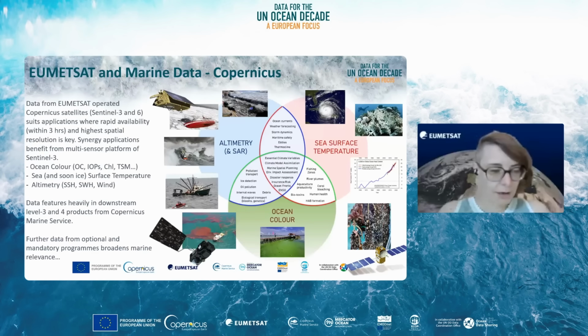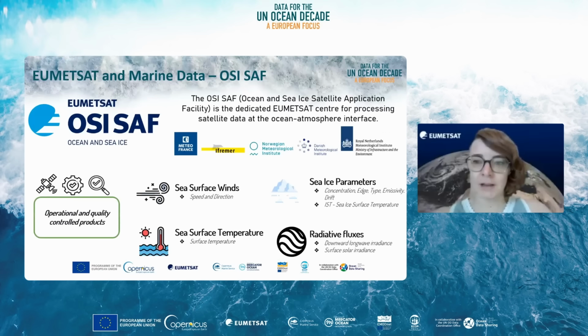But beyond the Copernicus satellites, we also have data from our mandatory missions that relate to our weather and climate monitoring work. Of course, a key thing that impacts the weather are the oceans, hence it's very obvious that EUMETSAT should have something to do with the oceans. A lot of this data is processed into downstream products from our ocean and sea ice satellite application facility, the OCSAF, and they produce data products on sea surface winds, sea ice parameters, sea surface temperature, and radiative fluxes. Some of these products were also redistributed by the Copernicus Marine Service as well, so you'll probably see some of those in their catalog.